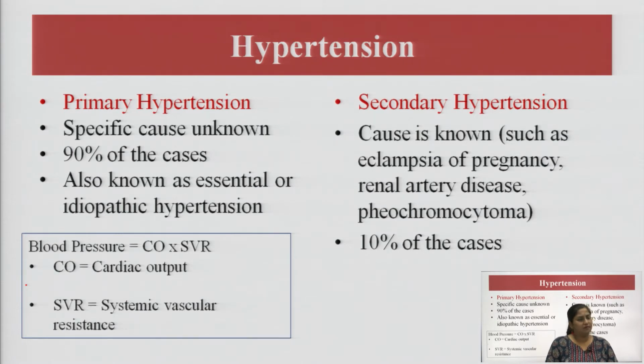It is a simple formula, blood pressure can be calculated by the formula CO into SVR. What is CO and what is SVR here? CO is the cardiac output and SVR is the systemic vascular resistance. That means, if we need to know the blood pressure, we need to multiply these two things, cardiac output and systemic vascular resistance.